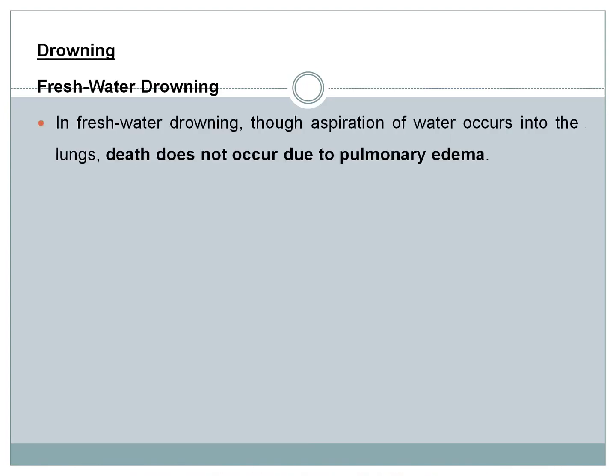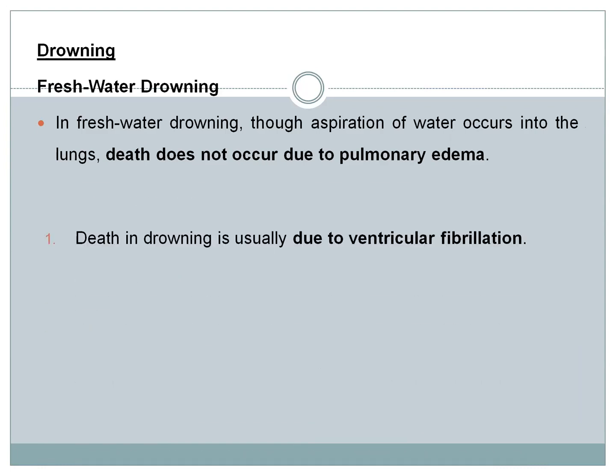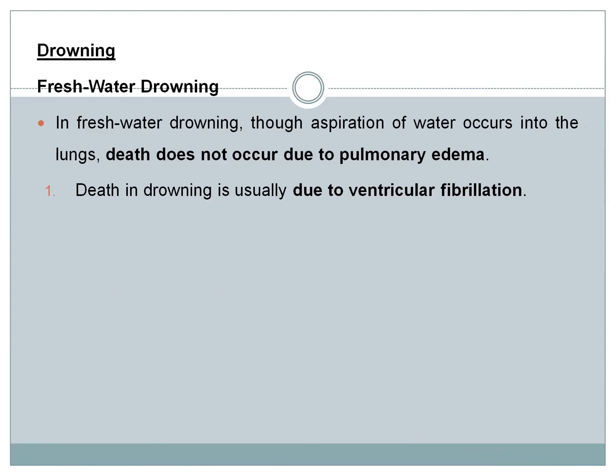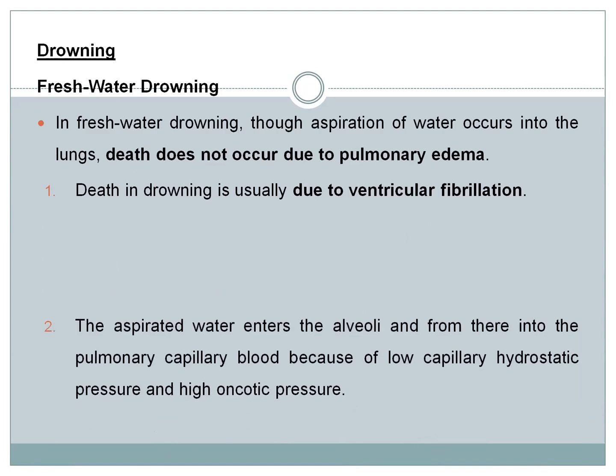Now, the second important applied topic, related to the pulmonary blood circulation, is drowning. There are two types of drowning: freshwater drowning and saltwater drowning. In freshwater drowning, though aspiration of water occurs into the lungs, death does not occur due to pulmonary edema. Death in drowning is usually due to ventricular fibrillation.